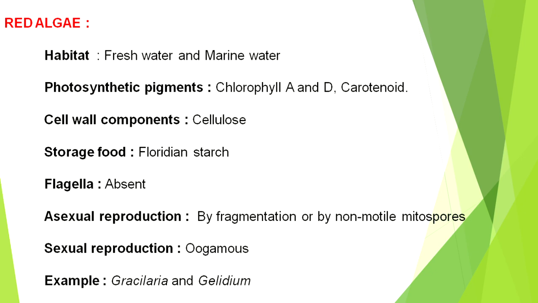Second one, red algae. Habitat: freshwater and marine water. Photosynthetic pigments: chlorophyll A and chlorophyll D and carotenoids. Cell wall component: cellulose. Storage food: Floridean starch. Flagella are absent. Asexual reproduction by fragmentation or by non-motile monospores. Sexual reproduction is oogamous. Examples: Gracilaria and Gelidium.